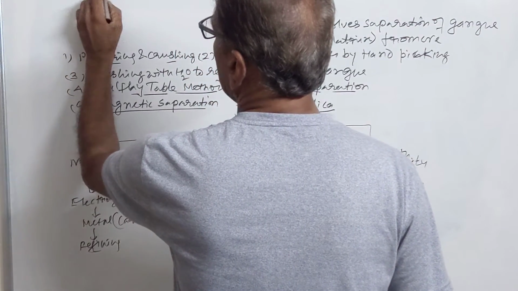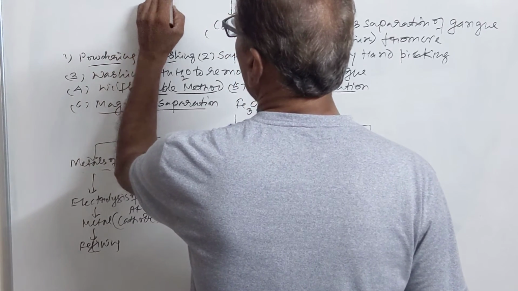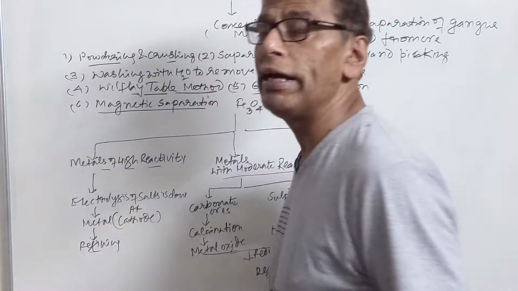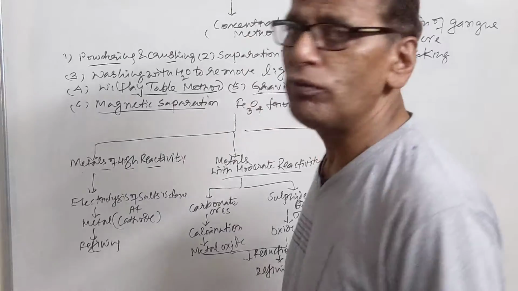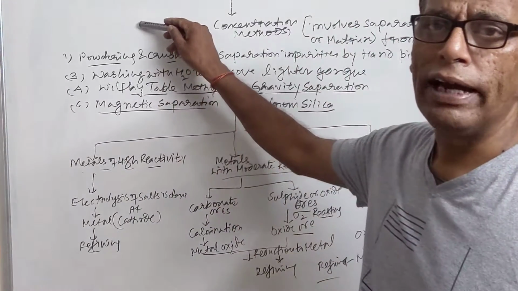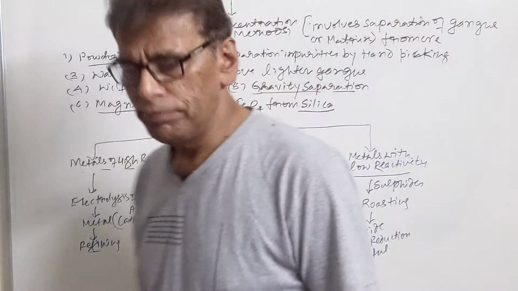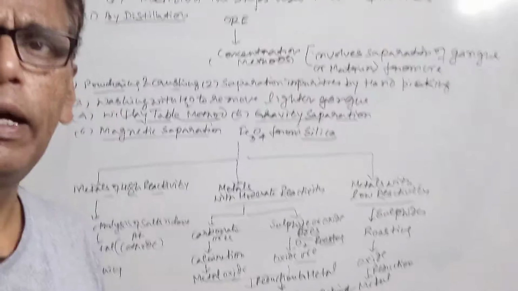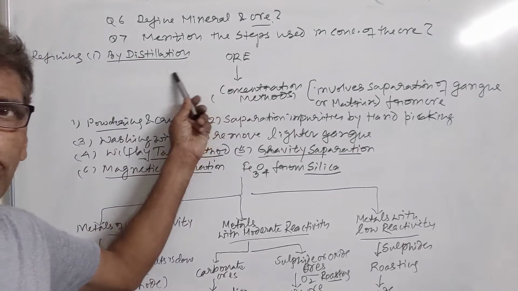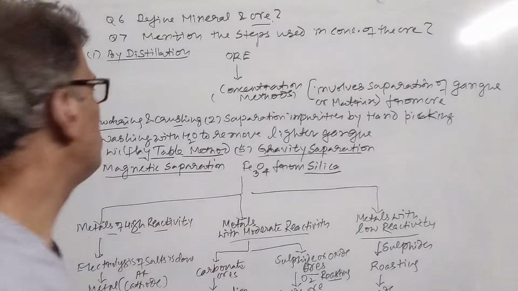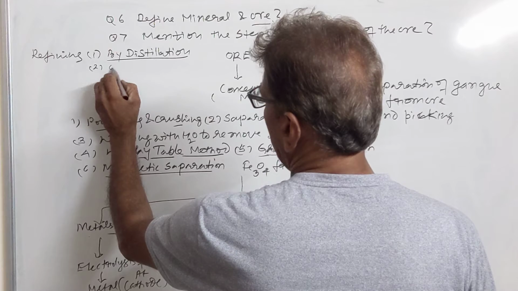Number one is distillation. The metals which have a lower melting point than impurities are heated. These metals get vaporized, and these vapors then pass through a condenser and are cooled down, and we get the pure metal in this case. So this is done by distillation for those metals which have a lower melting point than impurities, or the reverse is the case.